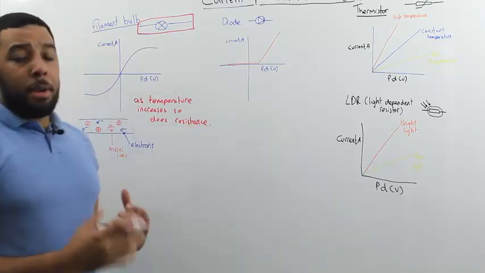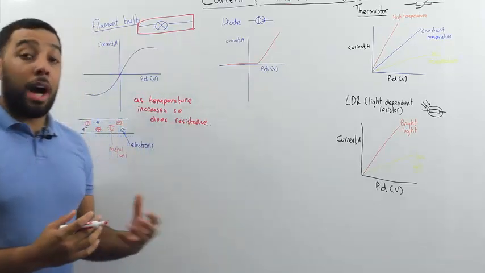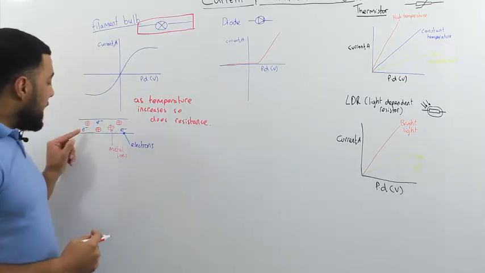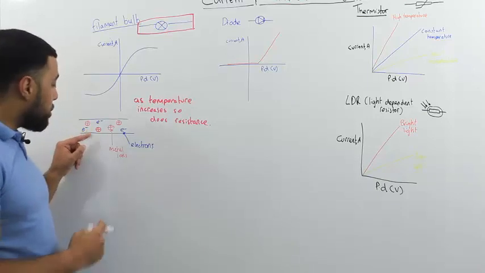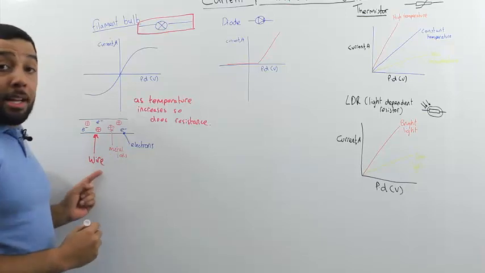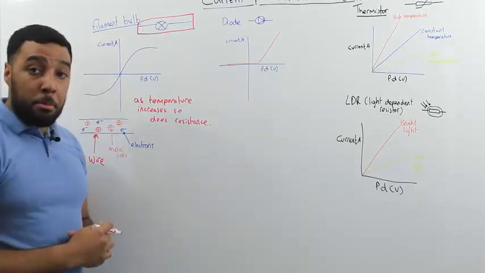Now, let's try and explain that in terms of the atoms or ions and electrons. From our previous video, we learned that electrons are trying to pass their way through this wire, which would typically be the filament in a bulb.